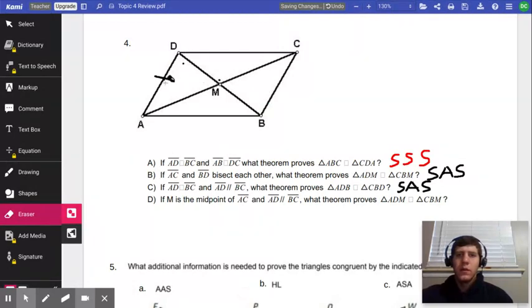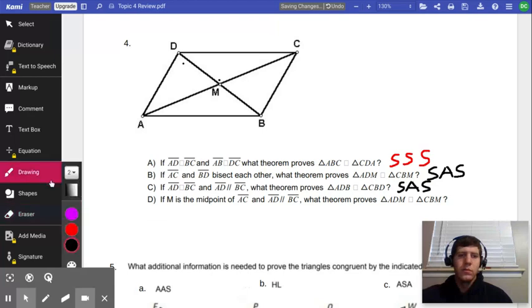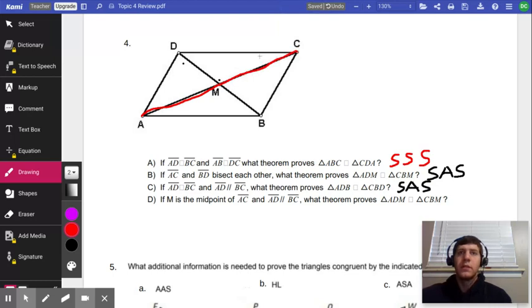All right, let's try the last one here. Okay, M is the midpoint of AC. So here's AC. If M is the midpoint, that means M is in the middle. That means each side, AM and MC, are going to be congruent, right? The middle. So it's like the bisector, right? It splits it in half.